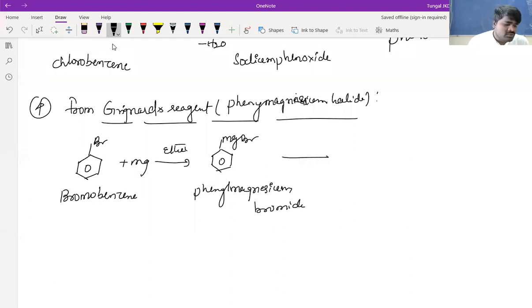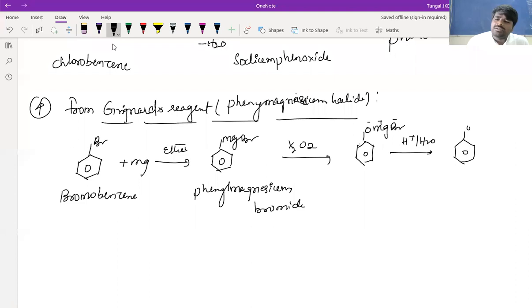This is on oxidation with half mole of oxygen. It will form phenoxy magnesium bromide. This is followed by acid hydrolysis, which will form phenol plus MgOHBr. Are you getting this?